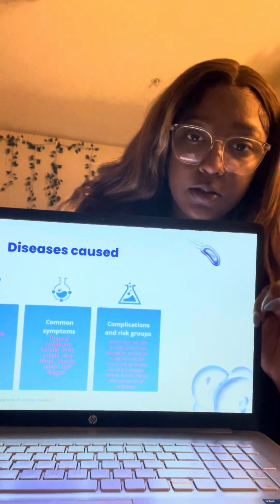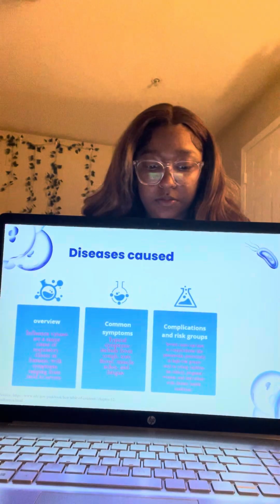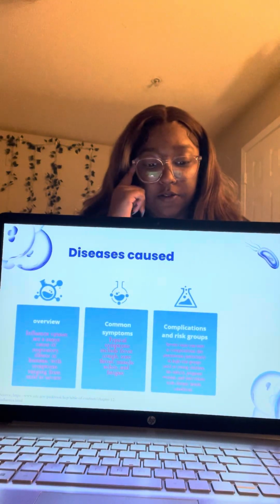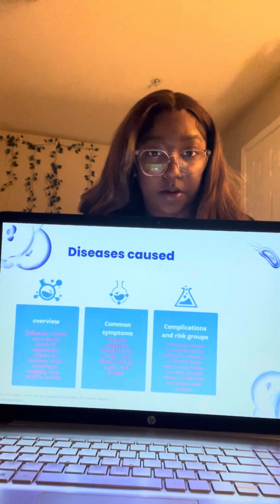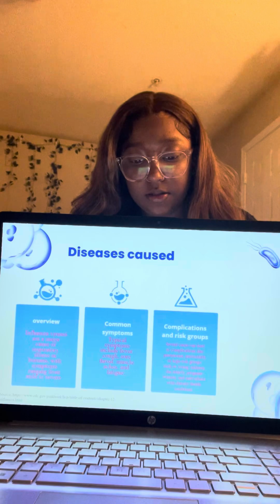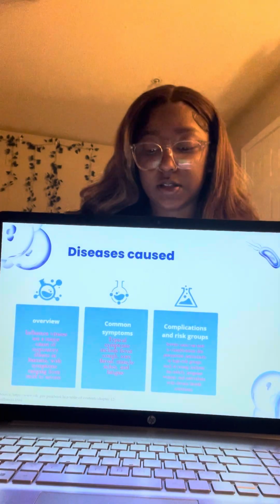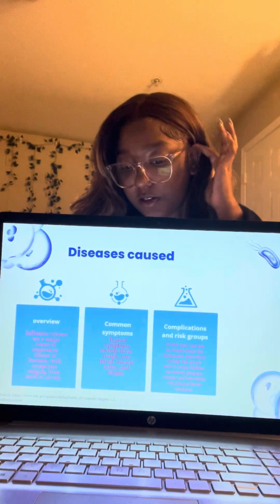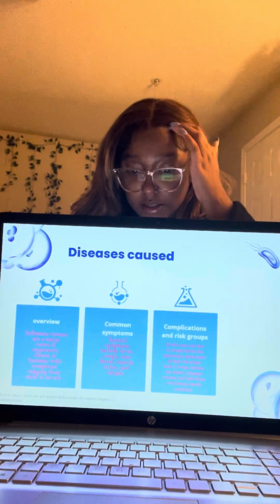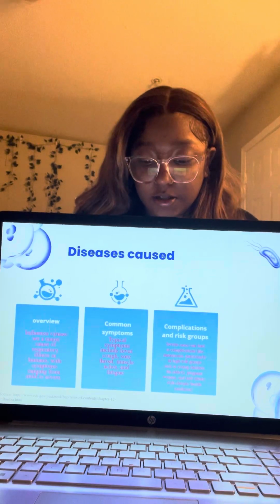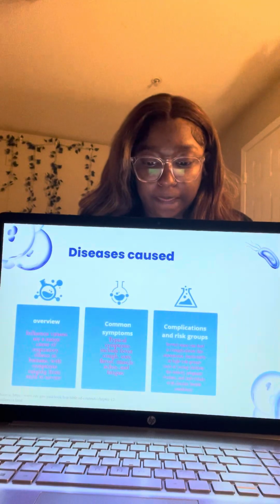Diseases caused by influenza. The overview: influenza viruses are a major cause of respiratory illnesses in humans, with symptoms ranging from mild to severe. Common symptoms are fever, cough, sore throat, aches, and fatigue. Complications and risk groups: severe complications like pneumonia, particularly in high-risk groups such as young children, elderly, pregnant women, and individuals with chronic health conditions.